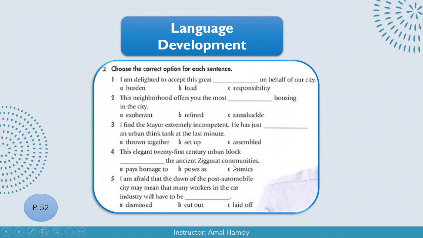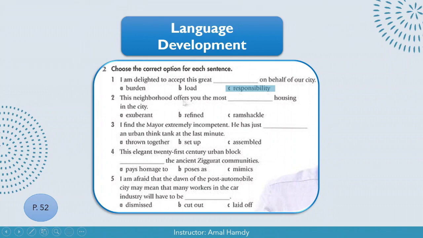Burden and load have negative connotations because they make it seem that you don't want the thing that is offered to you. Responsibility has a neutral connotation, so the answer would be responsibility because he is delighted to accept it.